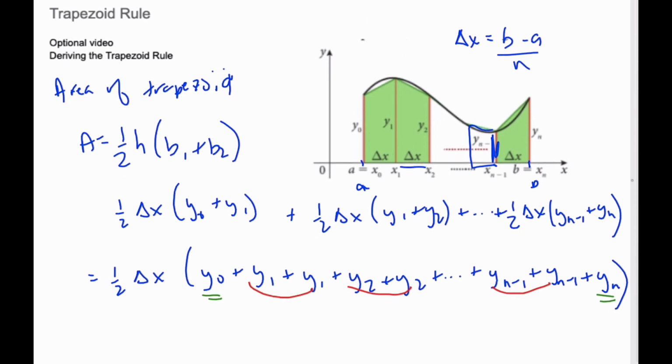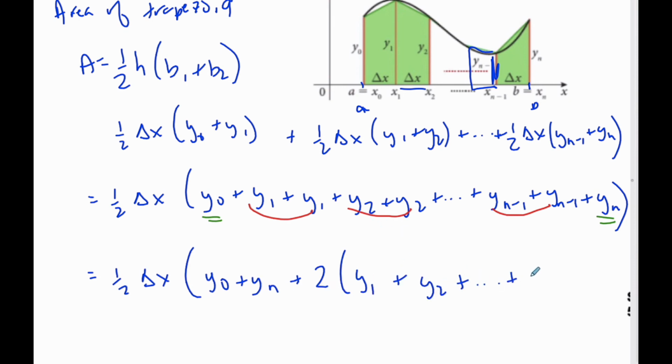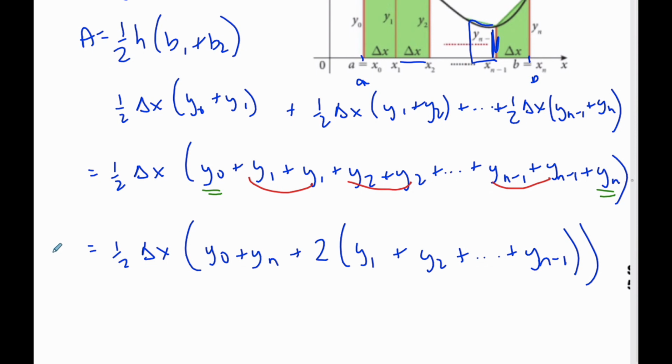And so when I keep going on this, I get 1/2 delta x times y0 plus yn plus 2 times y1 plus y2 plus up to y(n minus 1). And this here is in essence the area underneath the curve. The trapezoid is approximately equal to this calculation here.